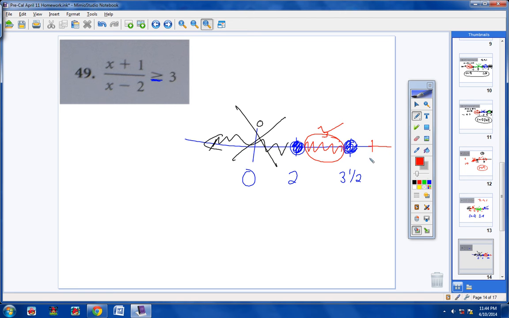And then if you test 4 over here, the number 4, I don't believe that works. Let's see real quick if it does. 4 plus 1 is 5. 4 minus 2 is 2, so you get 2.5 is greater than 3, and that is not true. So only one region worked. It's this one right here. It would be 2 exclusive, 3.5 inclusive.